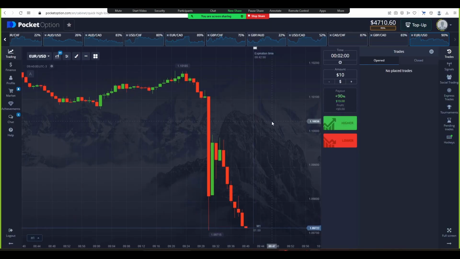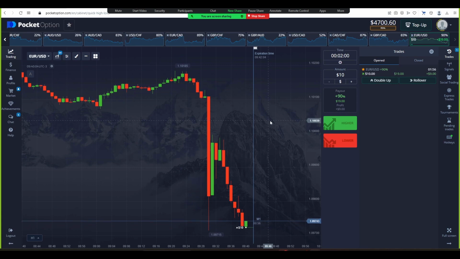A few minutes after the transaction closed, attractive trading patterns re-emerged on the charts of some currency pairs. The price went down for several minutes and after a relatively long candle, I entered into a call. The option expiration was 2 minutes.